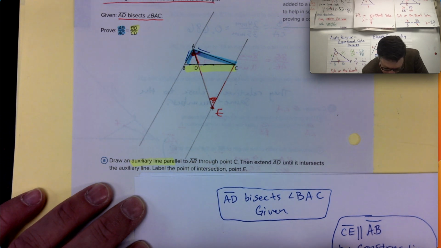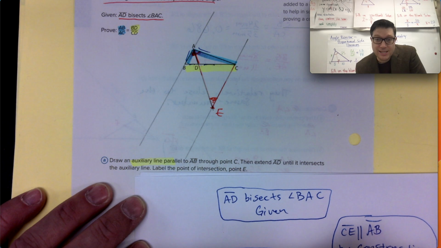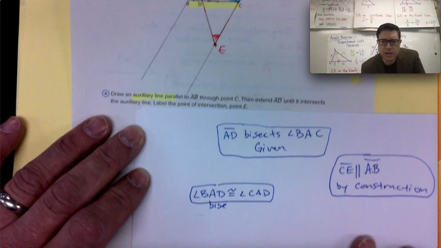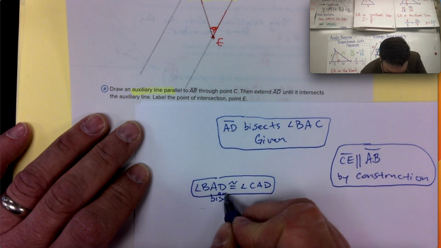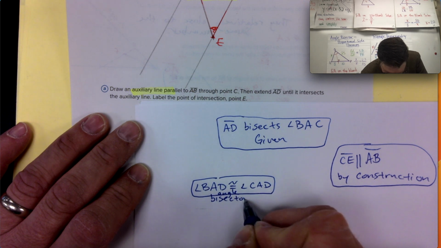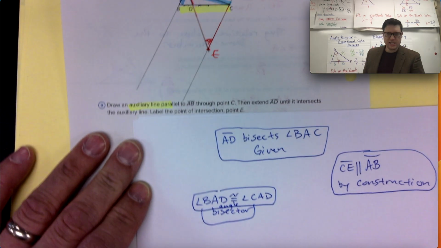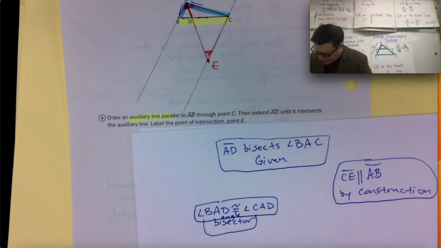CAD. Oh, and I got to put the word bisect with it. Angle bisect. Can you see that? You can't even see that. There you go. Sorry. Okay. It's a definition of it. What else we got here?